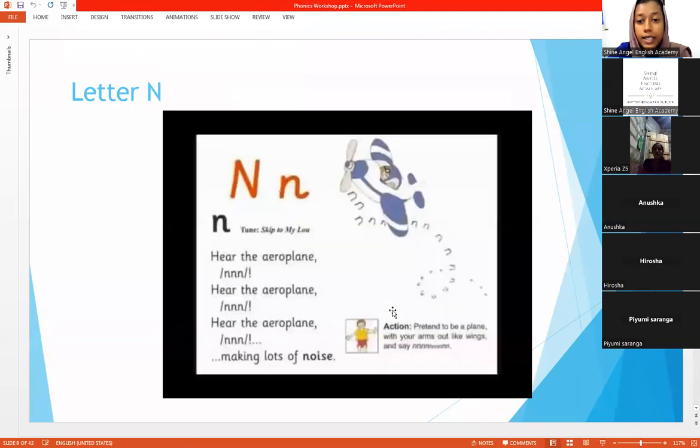The next one is letter N. So this is N. You are going to spread your hands like that, right? I hope you can see that. So you are the plane, right? You make the sounds of the plane. Here the aeroplane, making lots of noise.